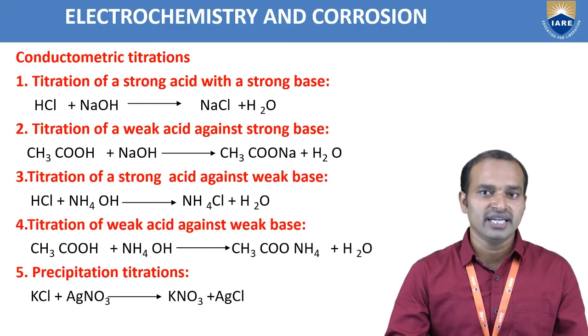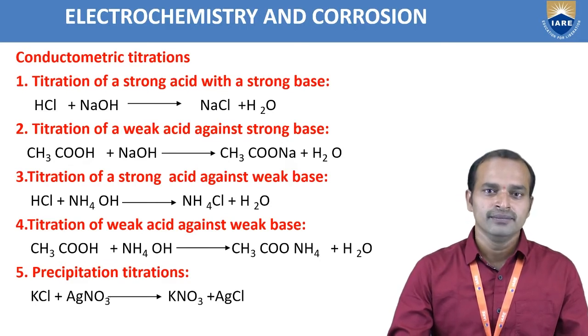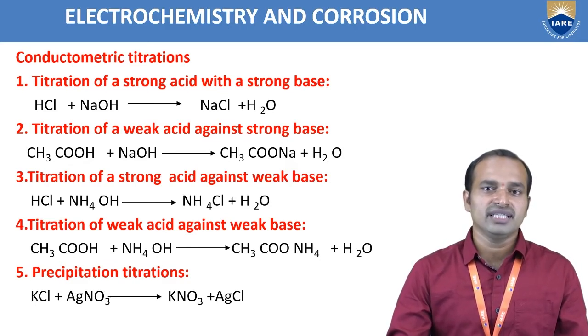Titration of a strong acid versus weak base. The strong acid is HCl and the weak base is ammonium hydroxide. When ammonium hydroxide reacts with HCl, it forms ammonium chloride plus water.